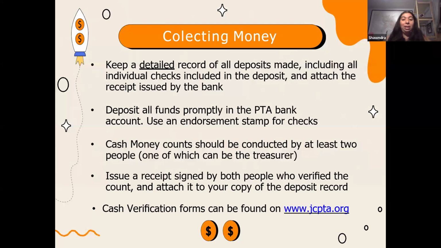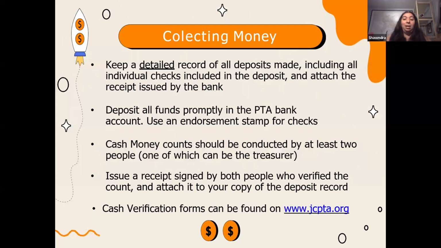If you end up with a lot of checks, saves you from having to sign and write on every single one of them. Cash money counts should be conducted by at least 2 people. So if you've got an event that brings in a lot of cash, it's good to have at least, I usually do 2 folks plus myself. I'll have the 2 folks count the money and check each other's math.